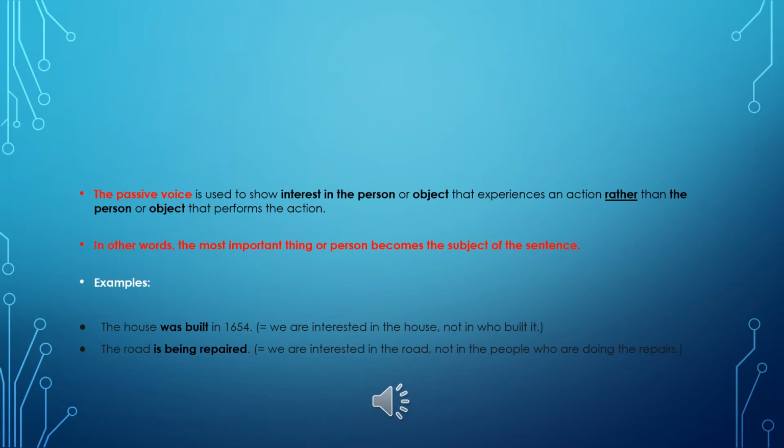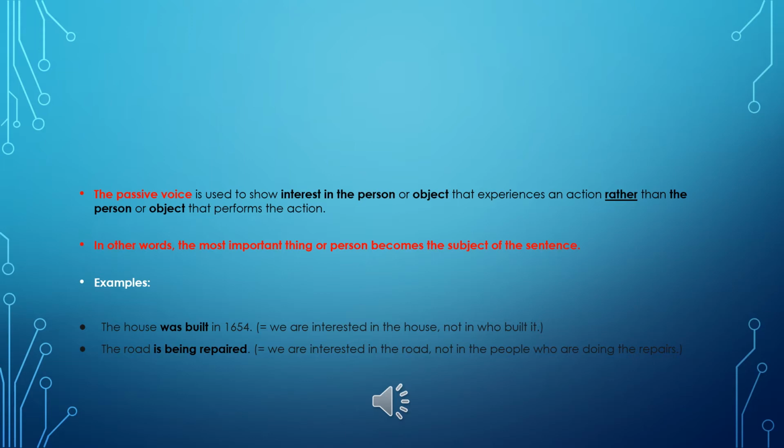Functions. The passive voice is used to show interest in the person or object that experiences an action rather than the person or object that performs the action, the person that does the action. In other words, the most important thing or person becomes the subject of the sentence.